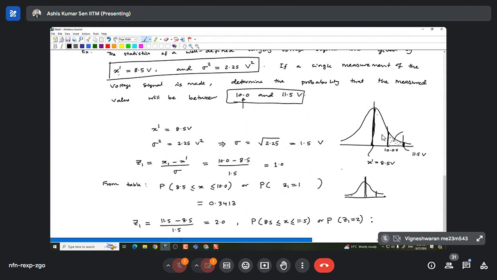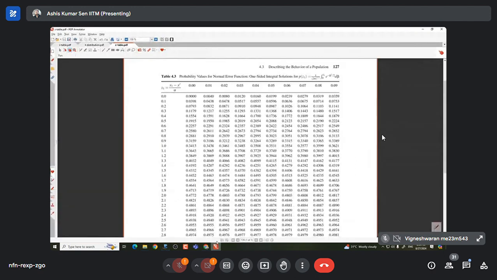Sir, what is the significance of the other columns? So let's say we got 1.15 instead of 1. So we go here to 1.1 and read this value here. Okay, got it. Yes, because this is the second digit after the decimal.